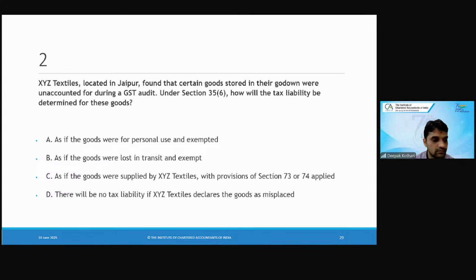Second question. Good. C. Of course, the provisions of 74A will get replaced, but the answer will be C itself.